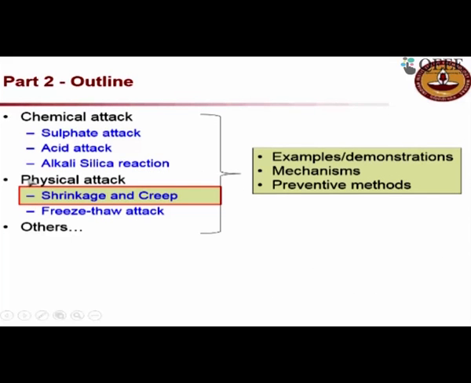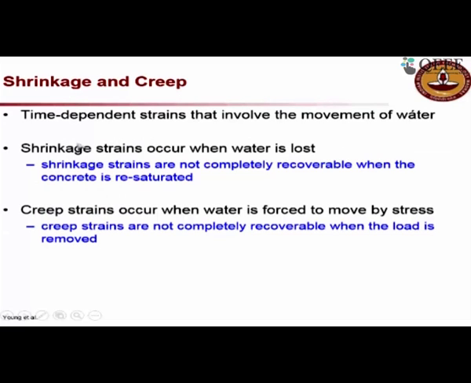The next mechanism we will look at is shrinkage and creep. This comes under physical attack, and after shrinkage and creep, we will look at freeze-thaw. So what are shrinkage and creep? They are both time-dependent strains, and there is movement of water in the concrete involved. If you talk about shrinkage, the strains occur when water is lost. How is water lost in concrete? It can be either by evaporation or by some chemical reaction going on inside the concrete, so water is consumed in the reaction.